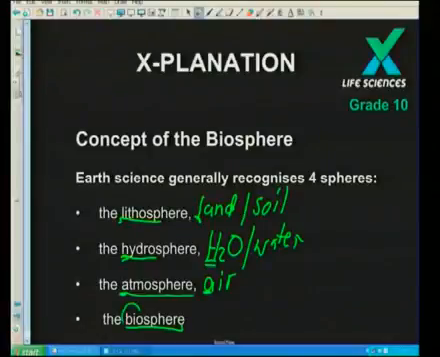Now, look at the word bio. Biology comes from the word life. And life includes all our plants, all our animals, all our microorganisms in the soil, in the water, in the air. Everywhere where you find life is known as the biosphere. Let's move on to look at every one of these concepts in a bit more detail.